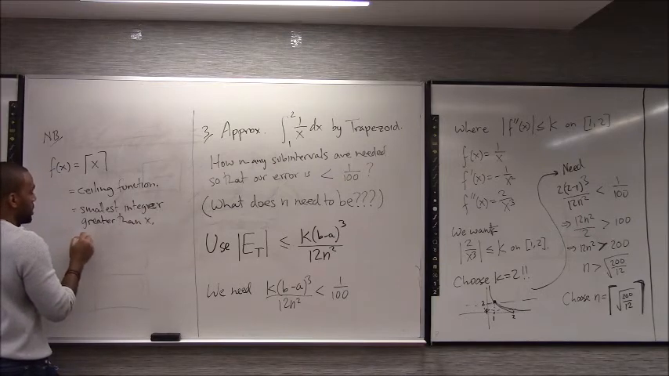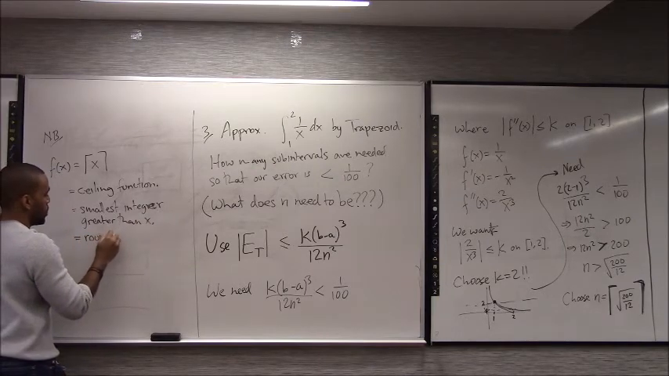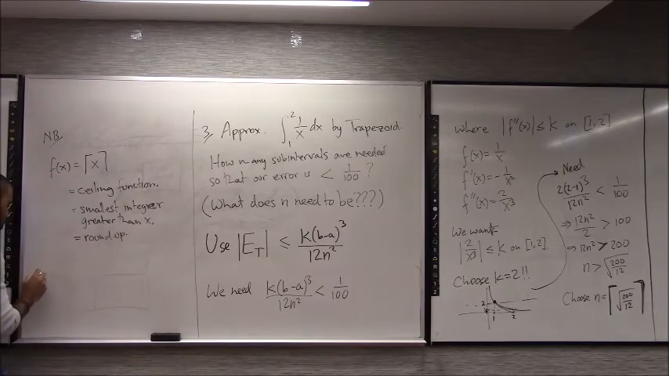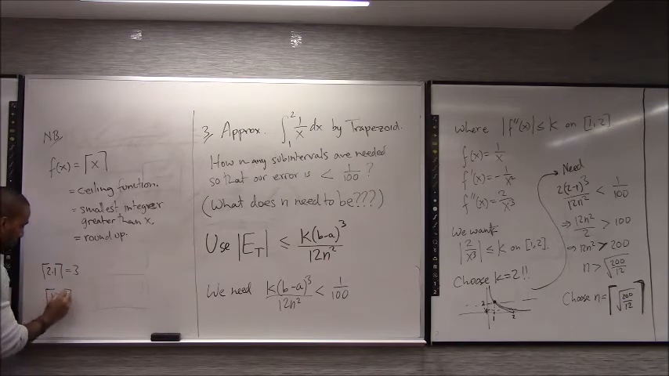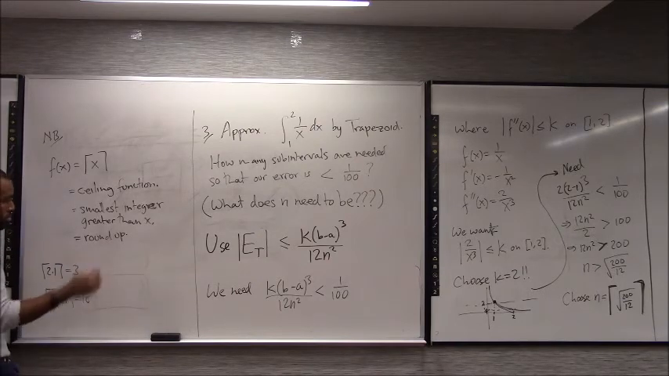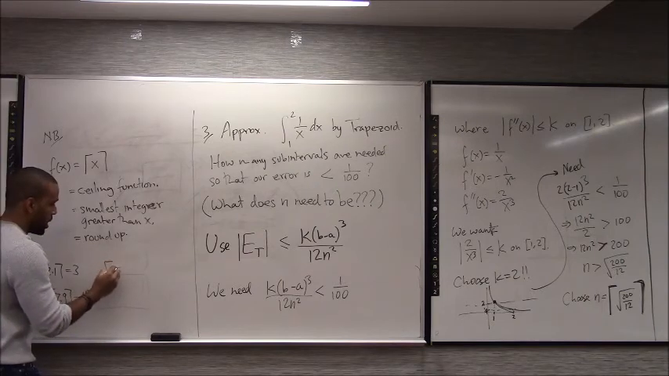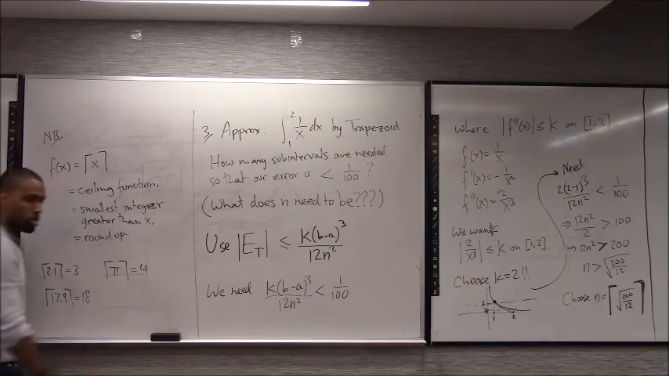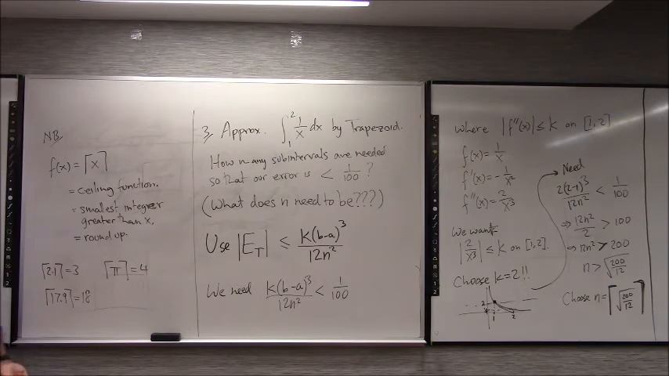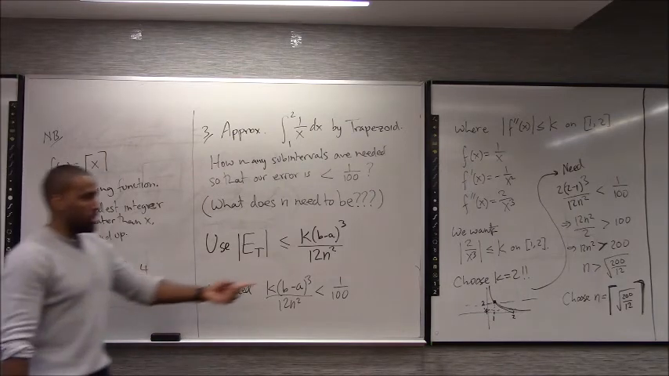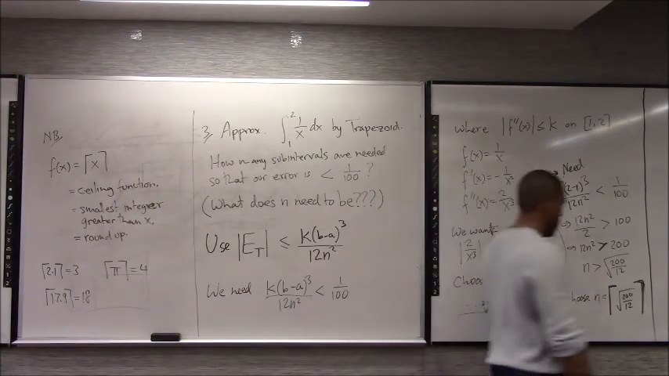That is basically round up all the time, round up. Right, so the ceiling function of 2.1 is 3, the ceiling function of 17.9 is 18. The ceiling function of pi is 4. You always round up to the next biggest integer. So if this isn't an integer, I'll just round up to the next biggest one.